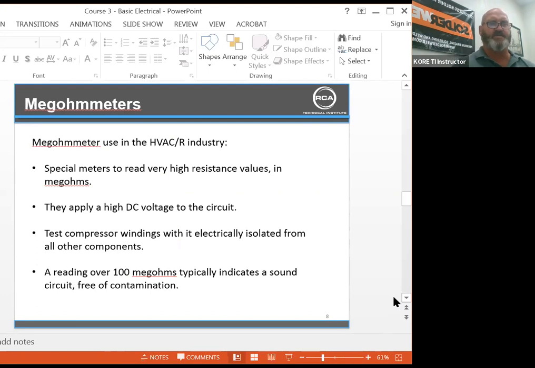Megohmmeters are used in the HVAC industry, or meggers, special meters to read high resistance values in megohms. They apply a high DC voltage to the circuit. You can test compressor windings when electrically isolated from all other components. A reading over 100 megohms usually indicates a sound circuit free of contamination.